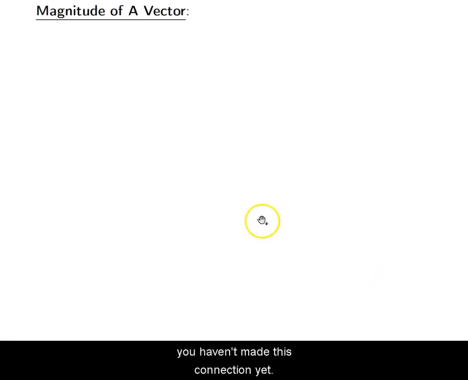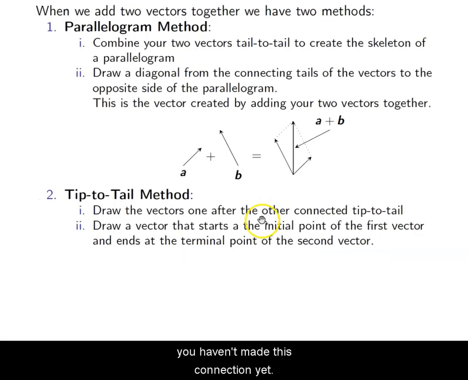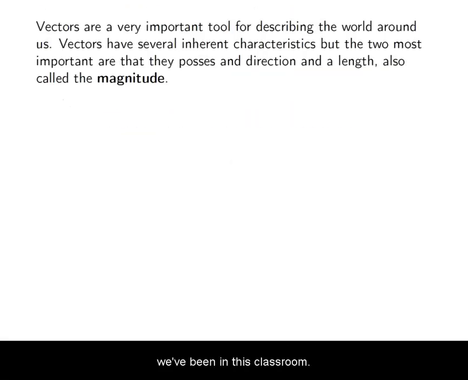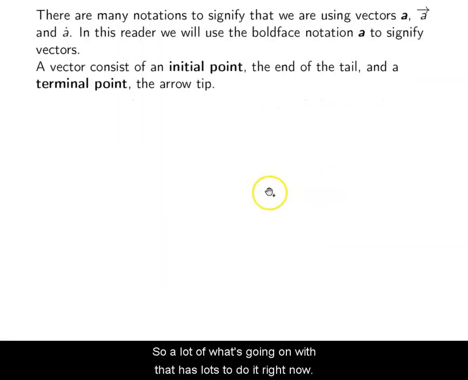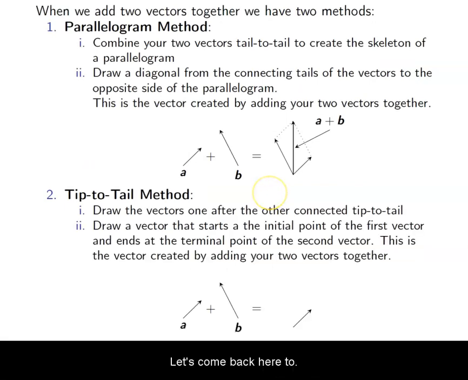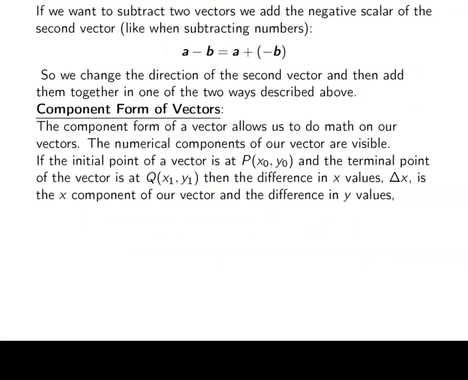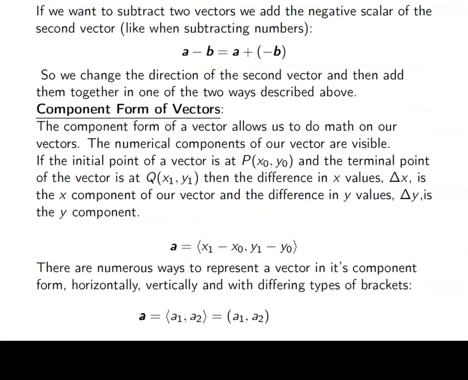So if you haven't made this connection yet between a vector on a graph and something else that we've done in this class, here we go. A vector is a line, has an x component and a y component. That creates a triangle for us. Which means that our entire discussion of trig that we've had already in this class applies to vectors. So a lot of what's going on with vectors has a lot to do with trigonometry.